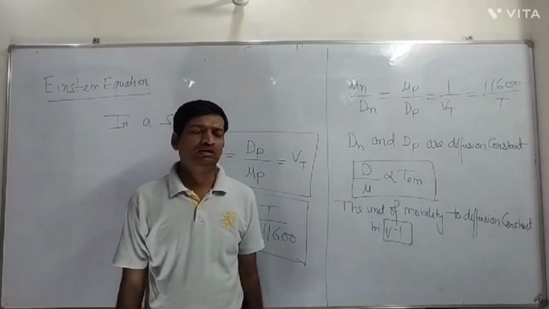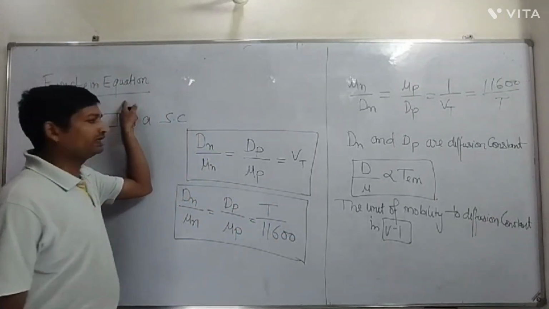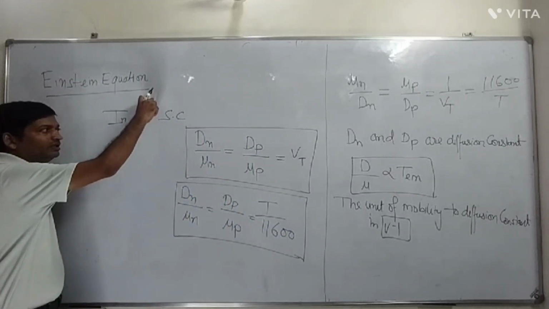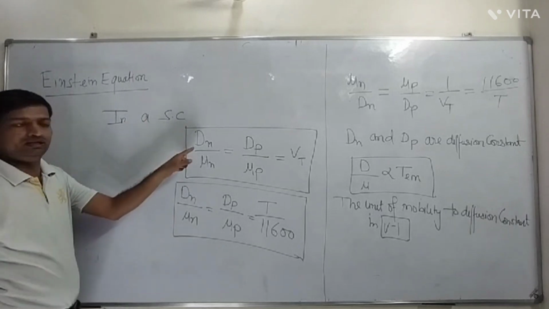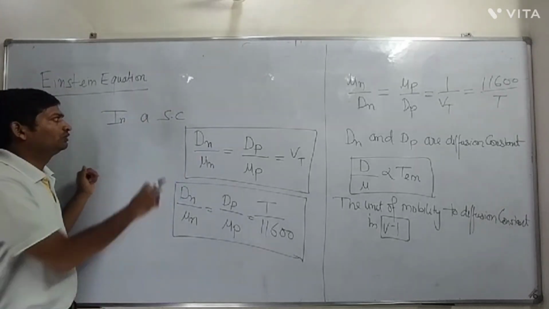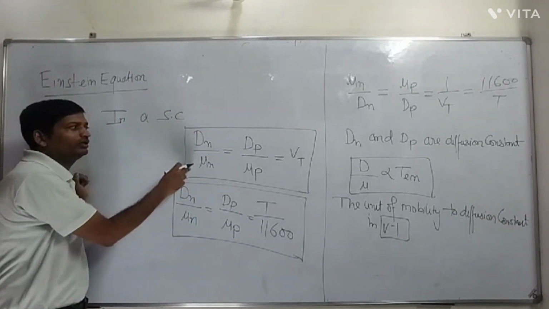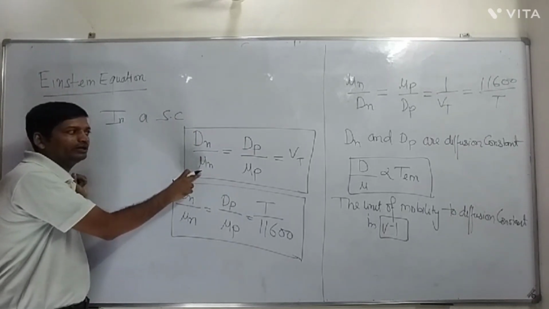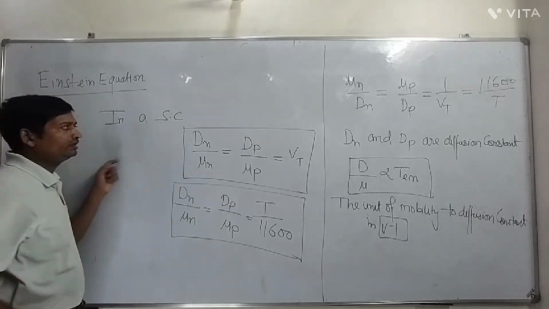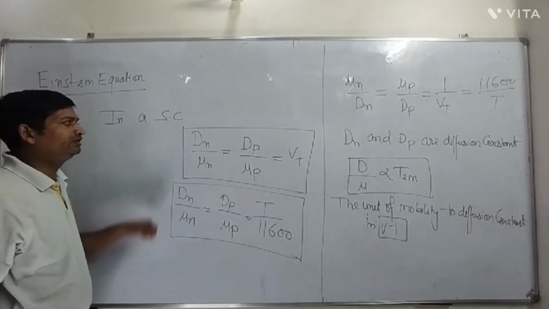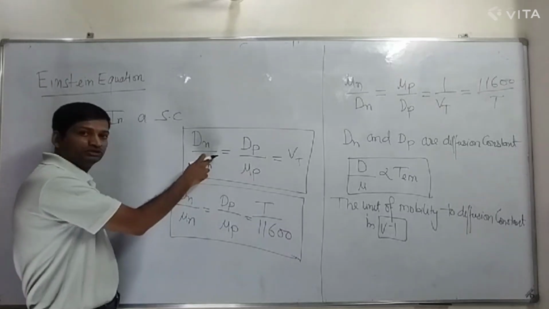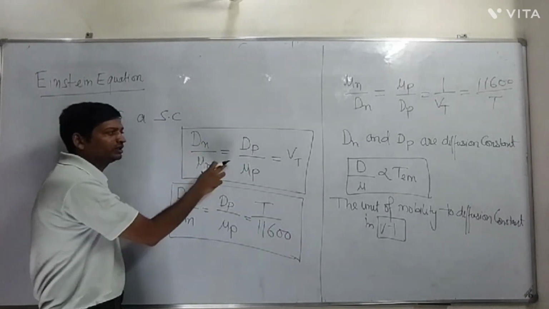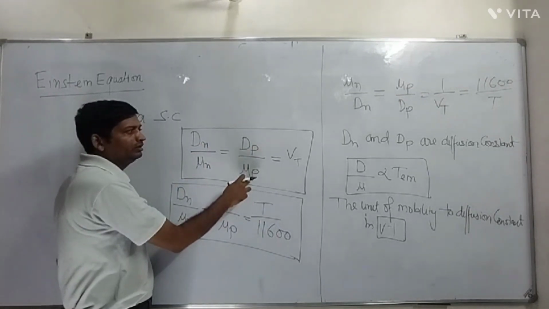Hello students, in this video I am discussing the Einstein equation. This equation generally denotes the relation between mobility and diffusion constant. In a semiconductor material, we can correlate the diffusion constant with the mobility at the thermal voltage: Dn divided by mu n is equal to Dp divided by mu p is equal to Vt.